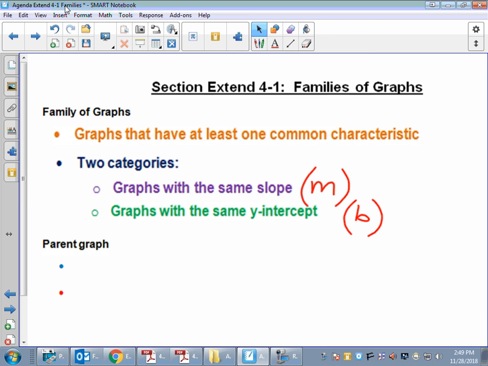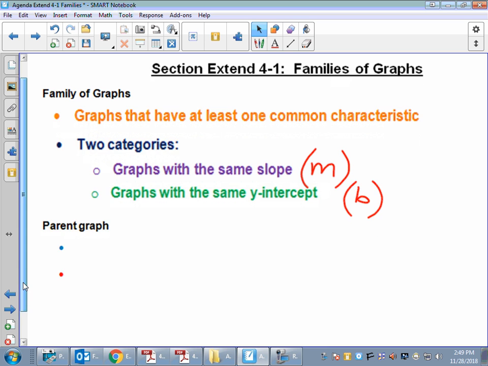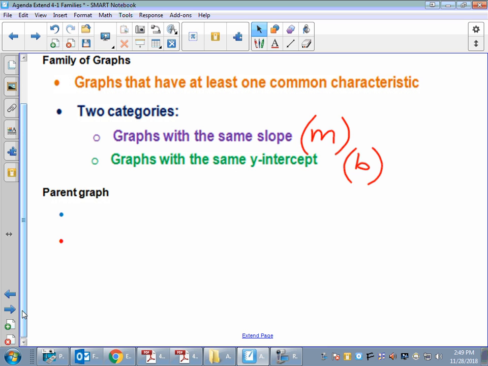So if they have the same slope, that's one category of a family. If they have the same y-intercept, your b value, that is another category of family of graphs. Okay, so we're going to look at those and see what changes and what happens when we alter m's and b's and things like that.